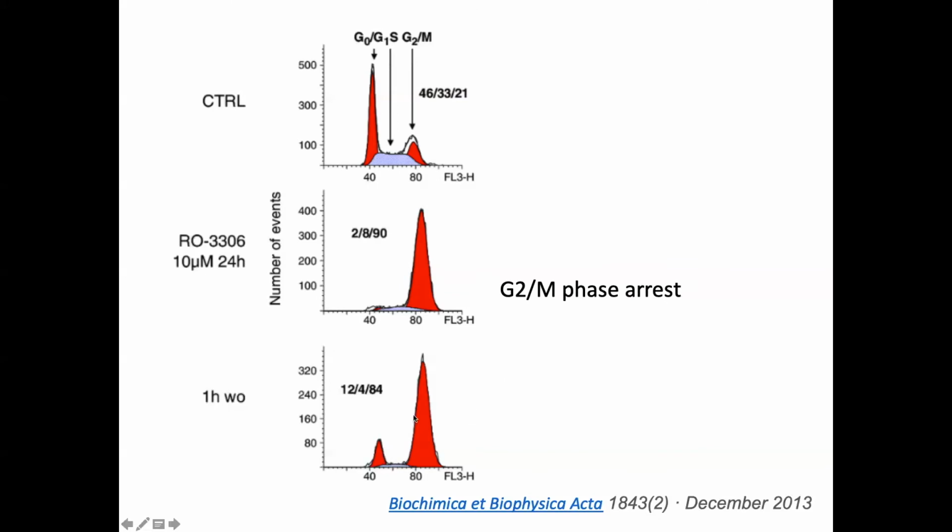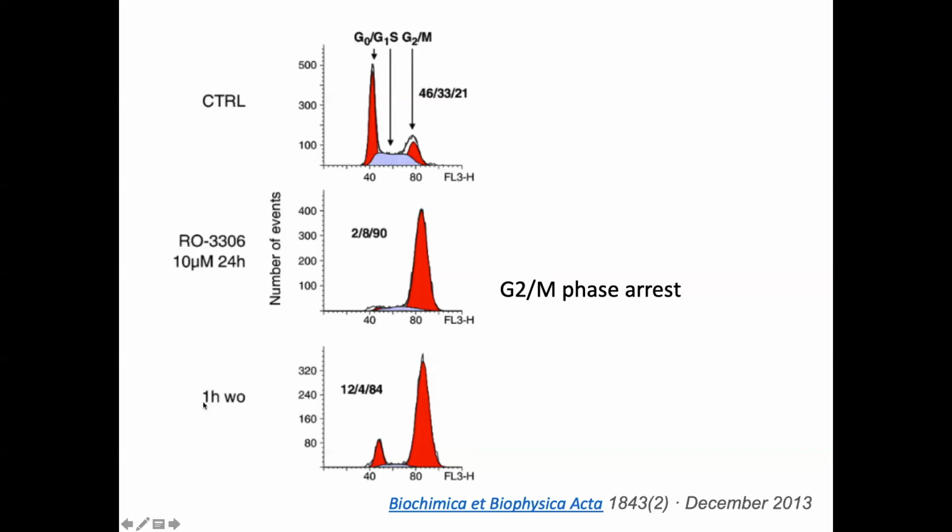In the bottom figure, the authors remove the compound and change to a regular culture medium for 1 hour. So this is 1 hour. WO means without. So without the compound, they culture the cells for 1 hour, okay?